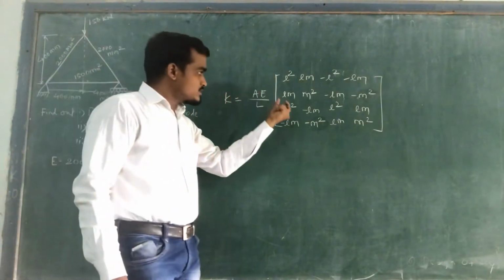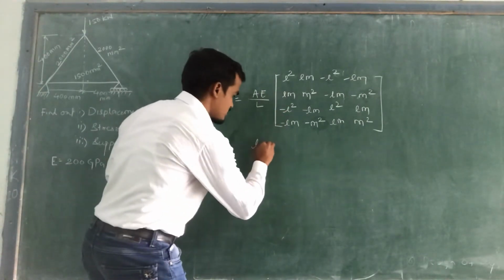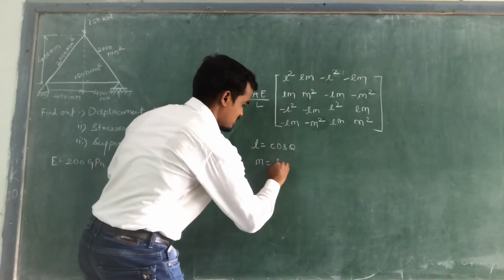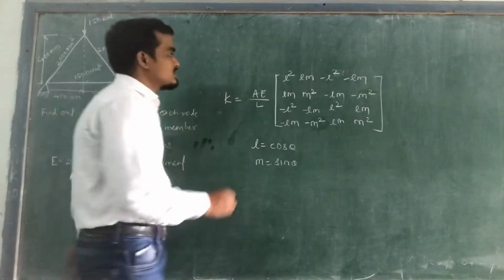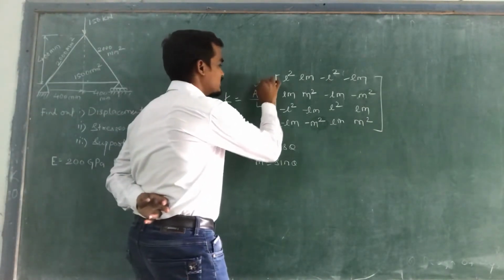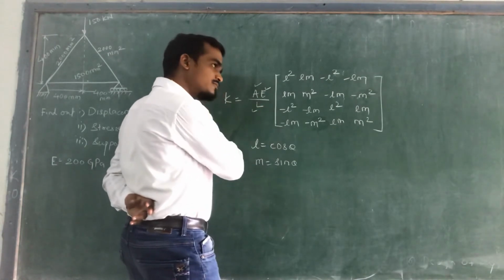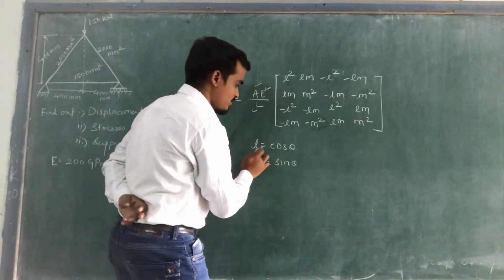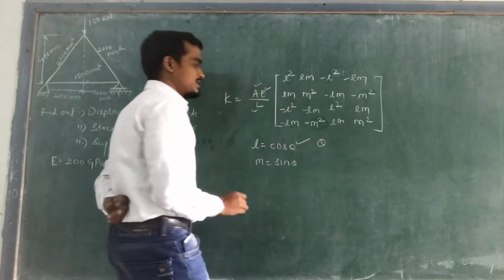Now here, L is nothing but cos theta. M is nothing but sin theta. So we need first the area, second the azimuth, third the length for this particular element. Similarly, we need the value of L, which is equal to cos theta. So we need theta. What is the theta for that element?